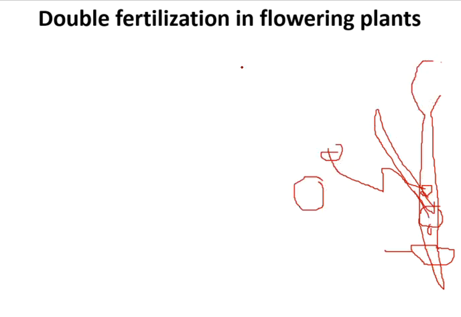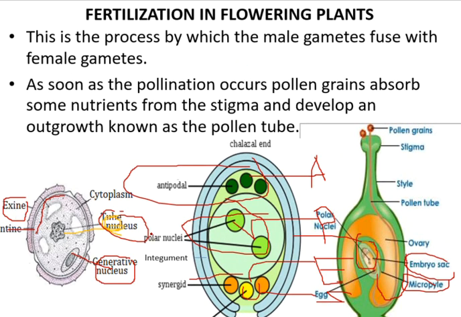I'll take you back for you to understand more. In short, this generative nucleus divides by mitosis to form two male nuclei, and one of the male nuclei fuses here with the polar nuclei to form a triploid primary endosperm nucleus, which later becomes the endosperm. Then the other male nucleus fuses with the egg cell here to form a diploid zygote that later divides to form the embryo.